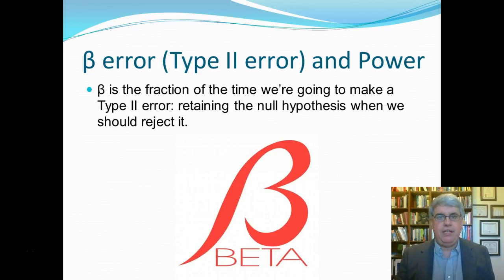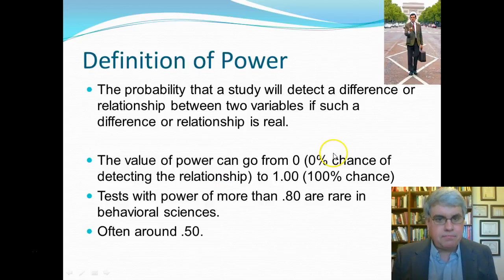Now obviously, we don't want to make beta errors. We don't want to study something that's real and come to the conclusion, I don't know if it's real or not. That's really discouraging. We want to come to the conclusion that, oh yeah, here's evidence that it is real. So we want to avoid making beta error.